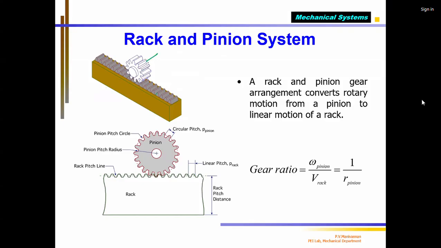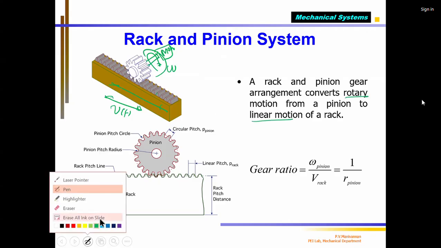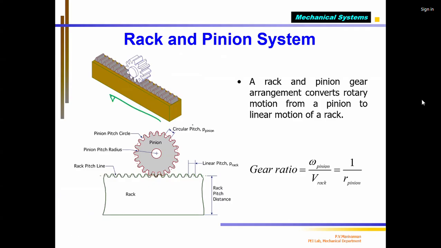Now, if I attach a motor and the motor is rotating, the gear will rotate with angular velocity omega. Then the rack will move with a linear velocity v of t. If the motor rotates clockwise, the rack will move one way, and otherwise it will move the other way, depending on the direction. So the main job of the rack and pinion is to convert rotary motion to linear motion, or I can do the reverse. I can move this rack, with a linear system moving left and right.